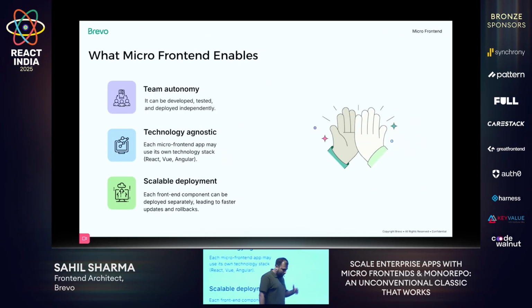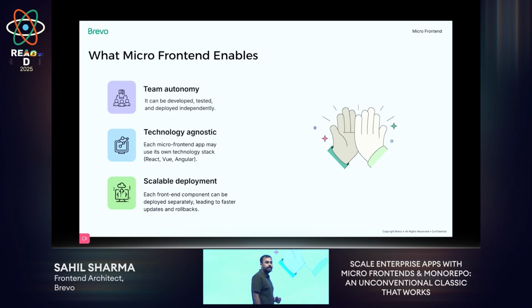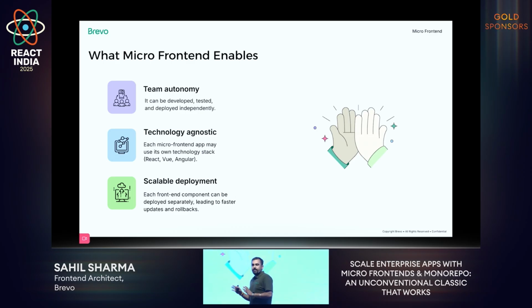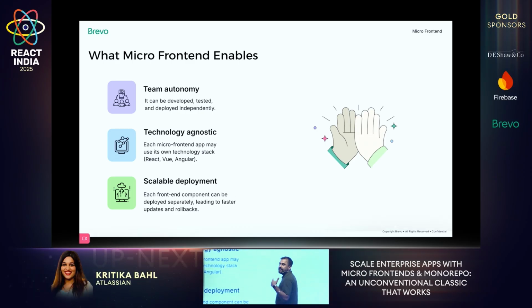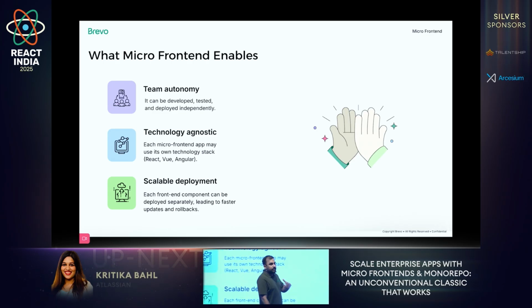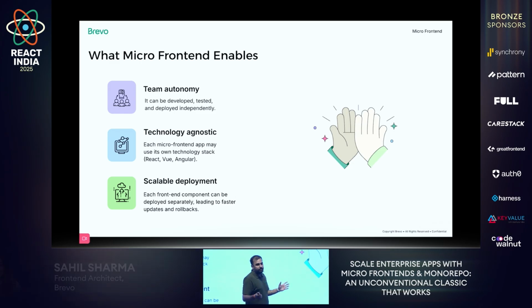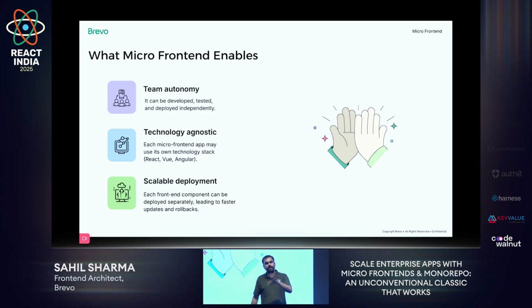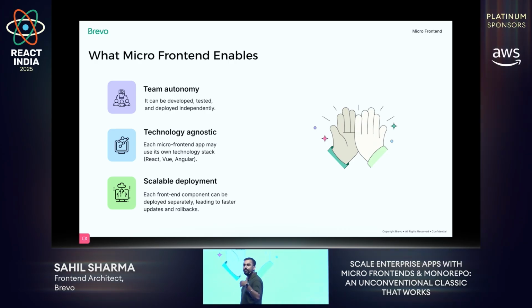Now we'll talk about what micro frontends enable. The first thing it enables is team autonomy, meaning teams are not dependent on each other. Second is tech agnosticism, meaning you can use your own tech stack, whether it's React, Vue, or Angular. Thirdly, it scales very well because every application is not dependent upon one another, so you are able to scale them independently.